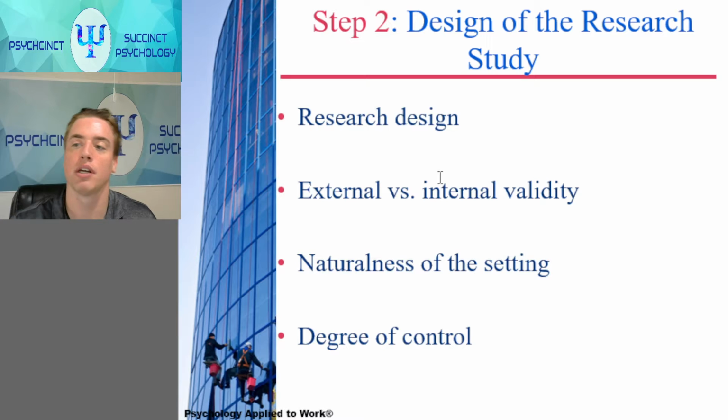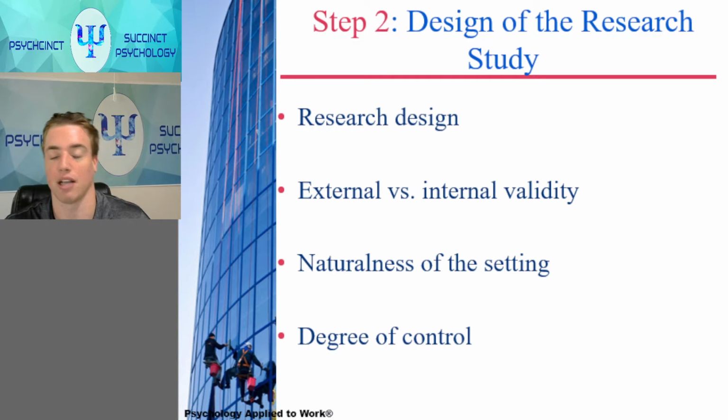So step 2, we have the design of the research study. Research design is a plan for conducting scientific research for the purpose of learning about a phenomenon of interest or object of interest. Next, we have external versus internal validity. External refers to the degree to which the relationships evidenced among variables in a particular research study are generalizable, or accurate in other contexts.